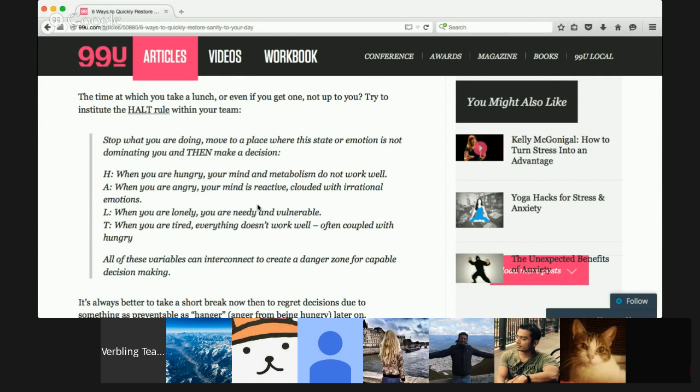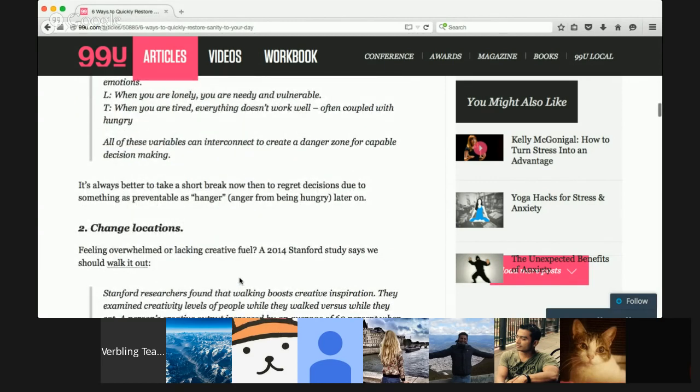When you are hungry, your mind and metabolism do not work well. A. When you are angry, your mind is reactive, crowded with irrational emotions. L. When you are lonely, you are needy and vulnerable. T. When you are tired, everything doesn't work well, often coupled with hungry. All of these variables can interconnect to create a danger zone for capable decision making. Last bit. It's always better to take a short break now than to regret decisions due to something as preventable as hunger, anger from being hungry later on.